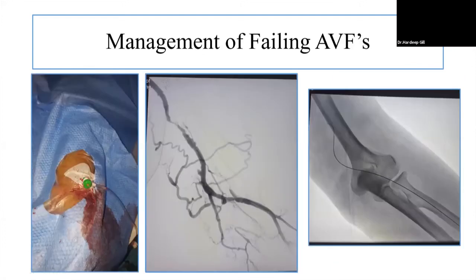So management of failing AV fistulas is done by angioplasties plus or minus stenting. The access usually is from an arterial side.